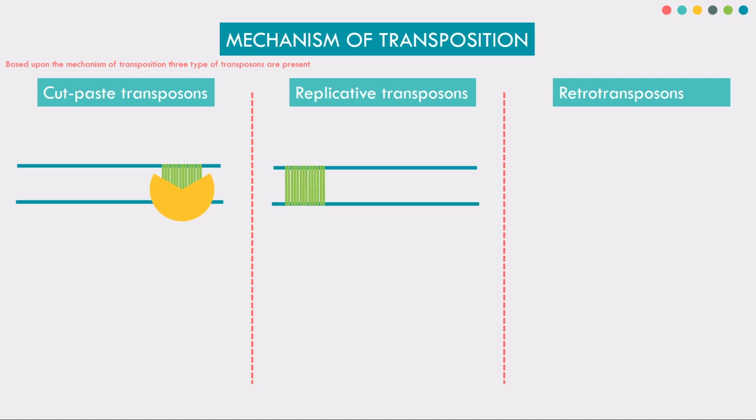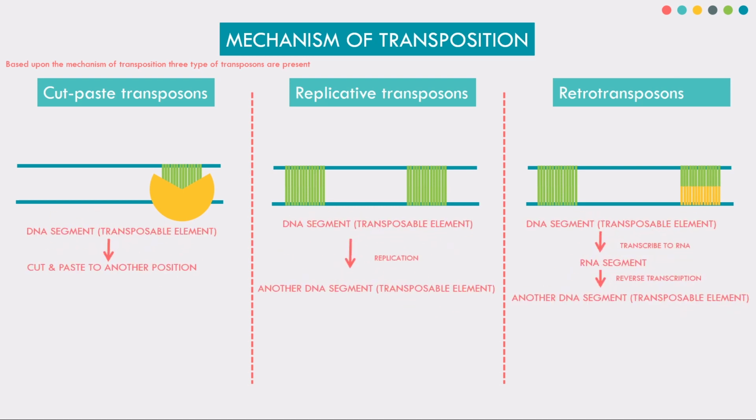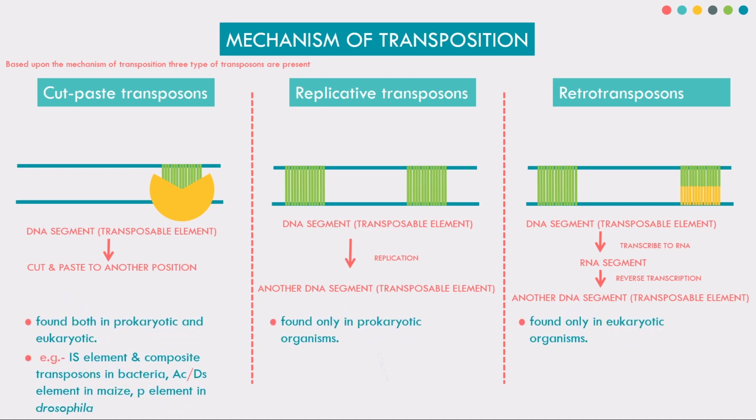However, in the replicative transposons, the transposons first replicate and then go to another position in the genome. In the case of retrotransposons, the transposons are first transcribed into an mRNA, and then with the help of a reverse transcriptase they are transformed into DNA and then change their position within the genome. These are the basic differences between these three types of transposons.